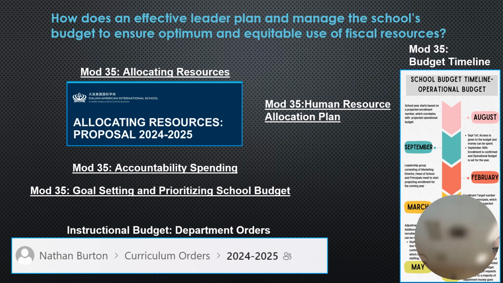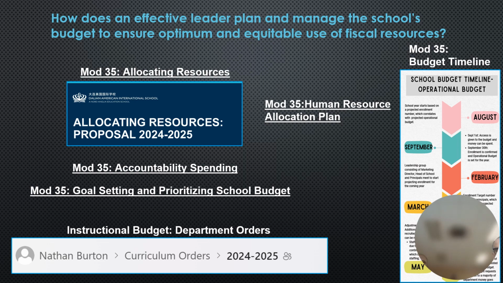Accountability for spending. That was a challenge for me, which is, how do we know what we're spending and how are we making sure that we are spending on not only what we need but are we spending it wisely and not, as the saying goes, cutting off our nose to spite our face? And that was a challenge for me.